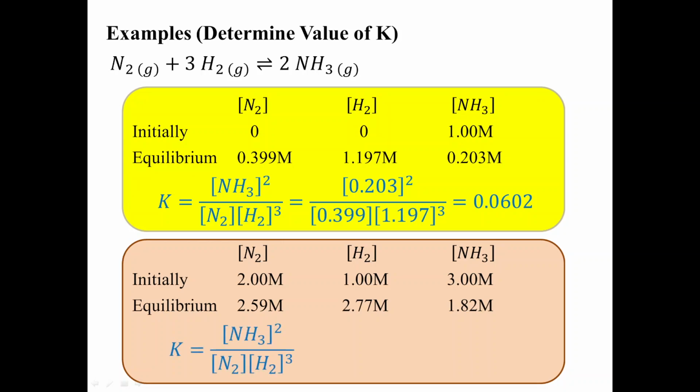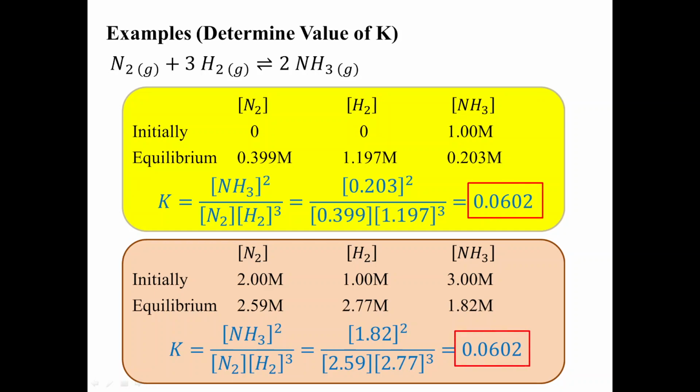So now we can solve for K again. It's going to be the exact same way we did earlier. We're going to have our equilibrium concentrations. So we have NH3 squared divided by N2 divided by H2 cubed. We'll plug in those values and we'll have 1.82 squared divided by 2.59 divided by 2.77 cubed. And that will give us a value of 0.0602.